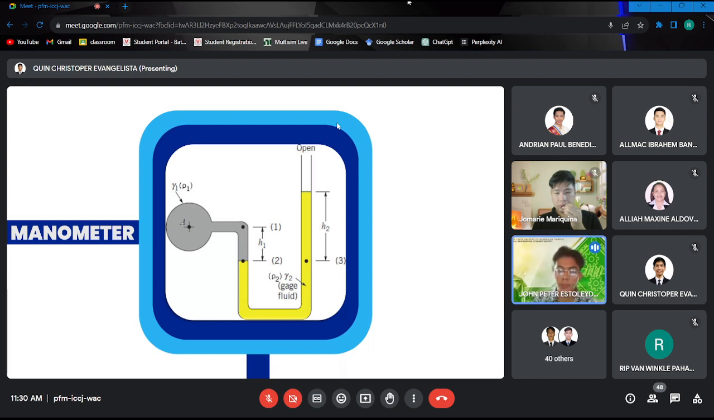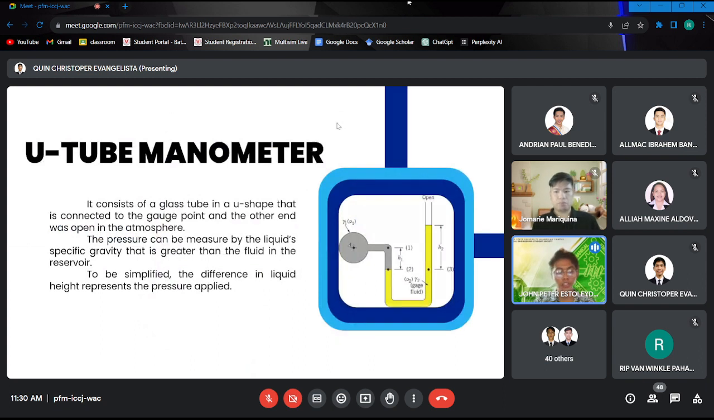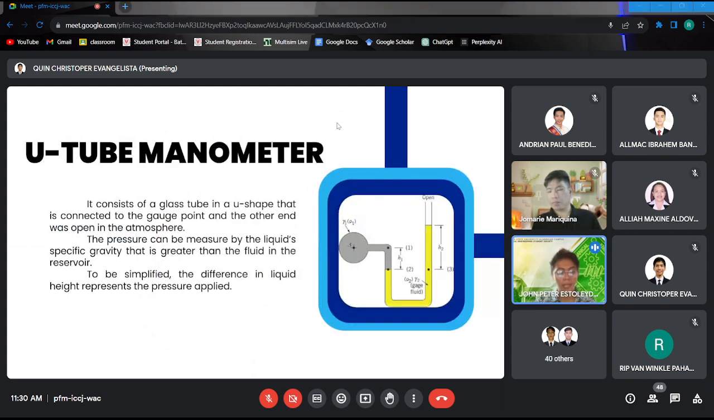So the next instrument that we will discuss is the U-tube manometer. Next slide please. The U-tube manometer consists of a glass tube in a U shape that is connected to the gauge point, and the other end is open to the atmosphere. The pressure can be measured using a liquid whose specific gravity is greater than that of the fluid in the reservoir. To simplify, the difference in liquid height represents the pressure applied. So next slide please for the video.